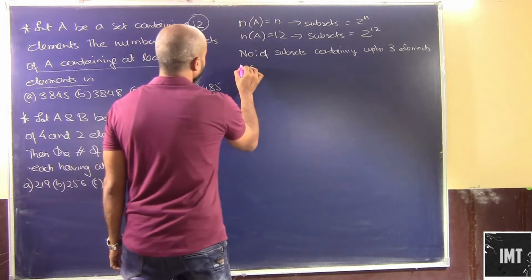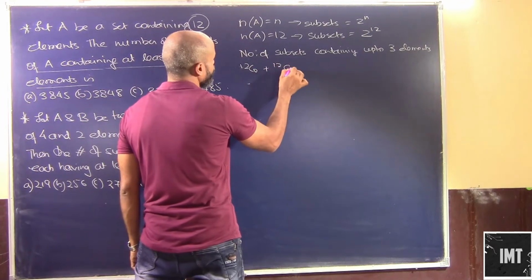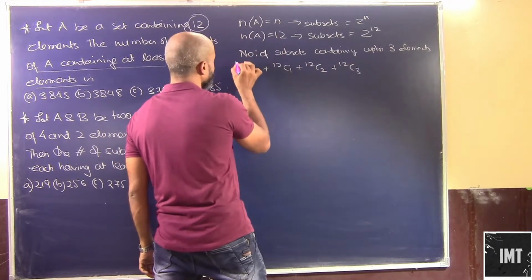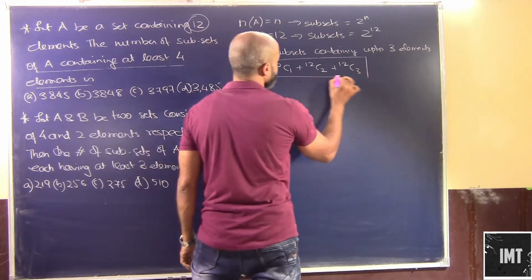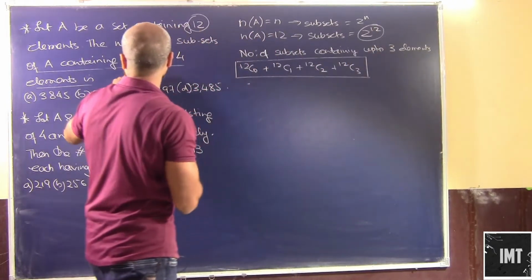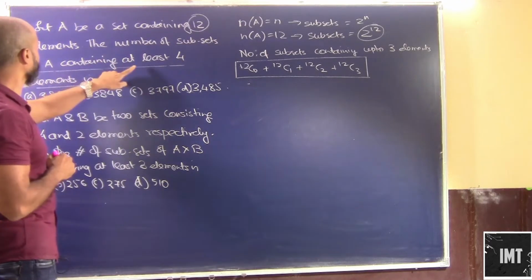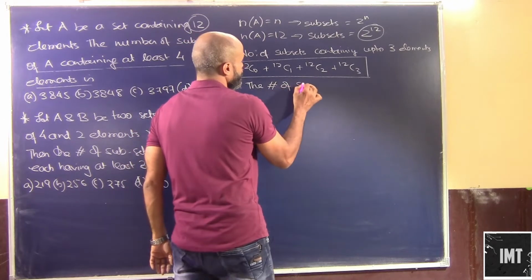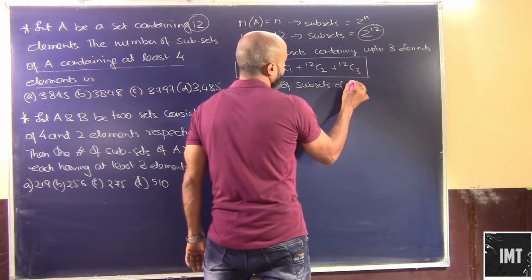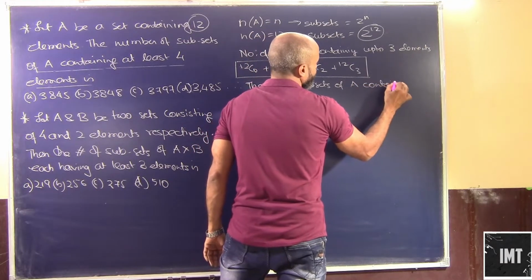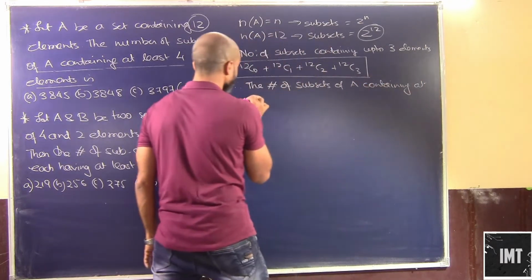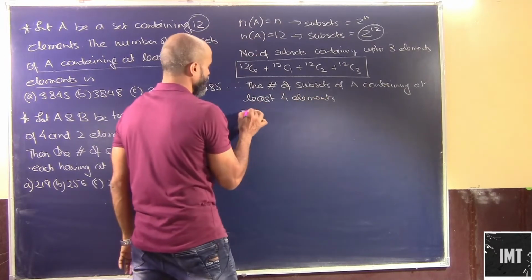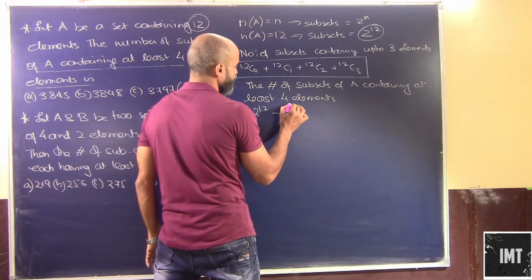We have 12 elements and we have not chosen any one of them. Now we will have 12C1 plus 12C2 plus 12C3. This number of subsets needs to be ignored from the entire thing to get the required condition. Therefore the number of subsets of A containing at least 4 elements will be equal to 2 to the power of 12 minus this.